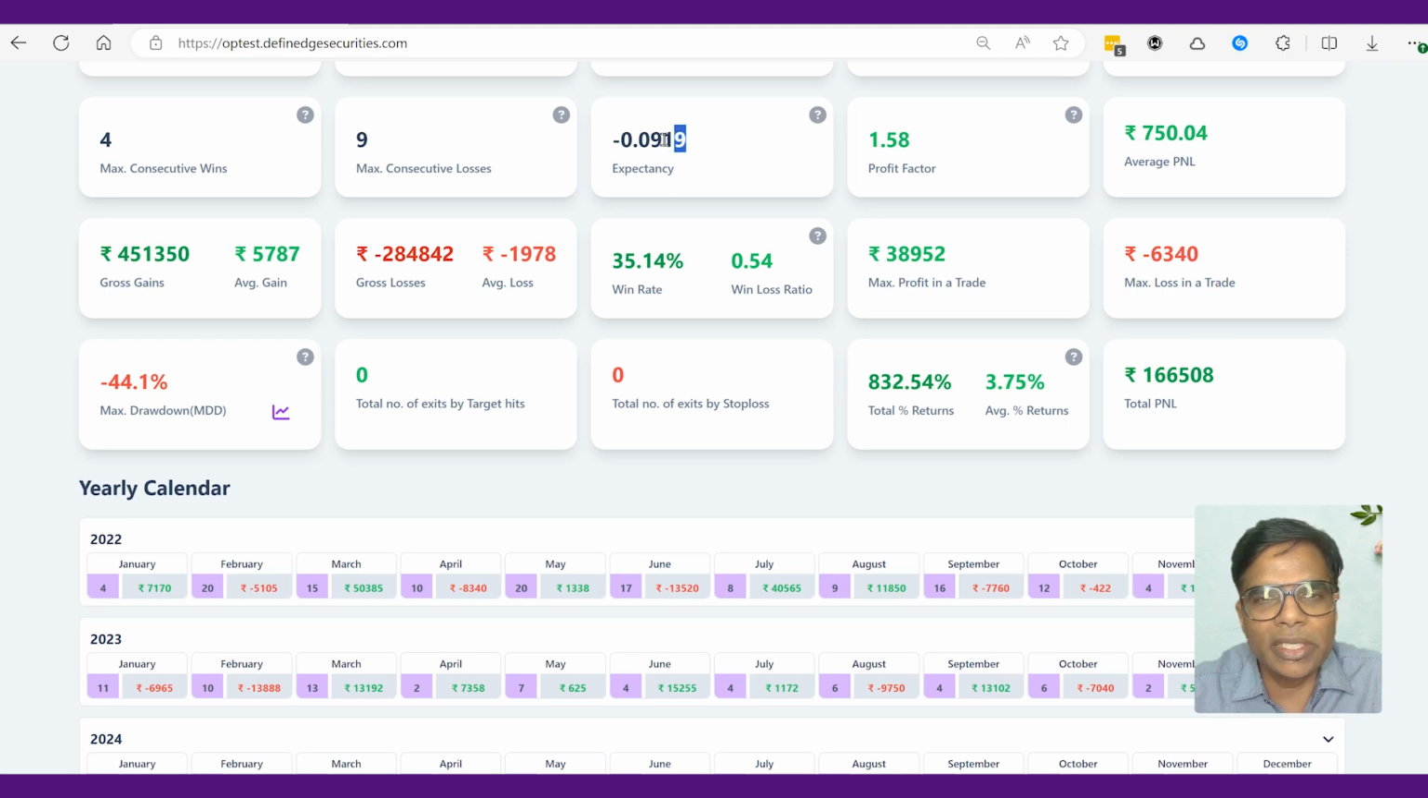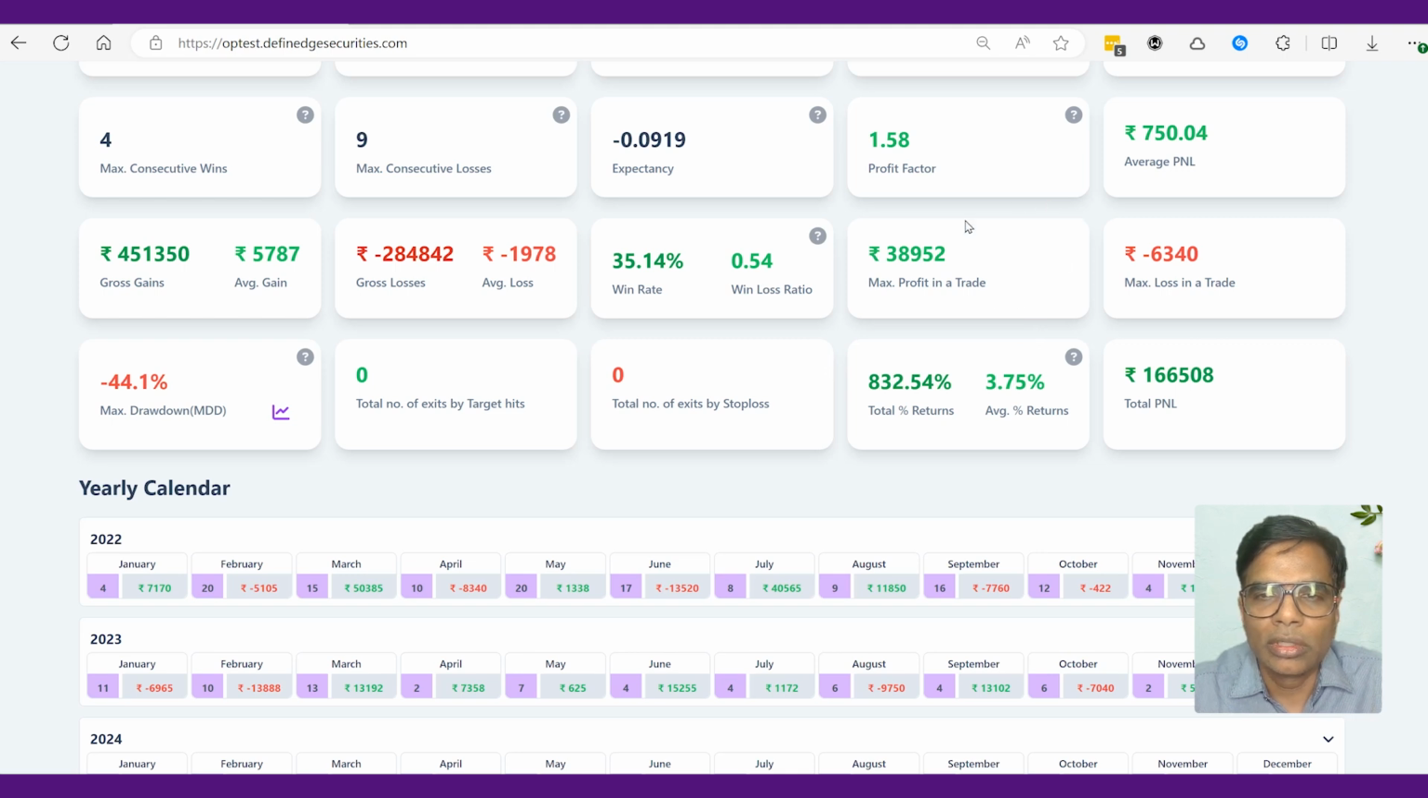Now the expectancy is negative. When the expectancy is negative, it means in the long run this may not work. That is, the amount of gain that you get for the amount that you risk is negative. So that's why the expectancy is negative here.